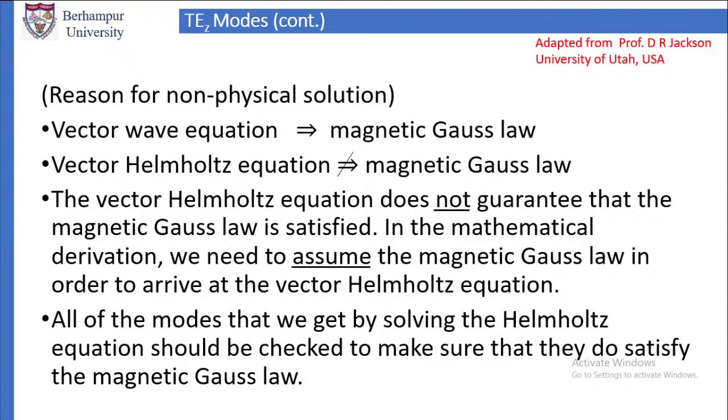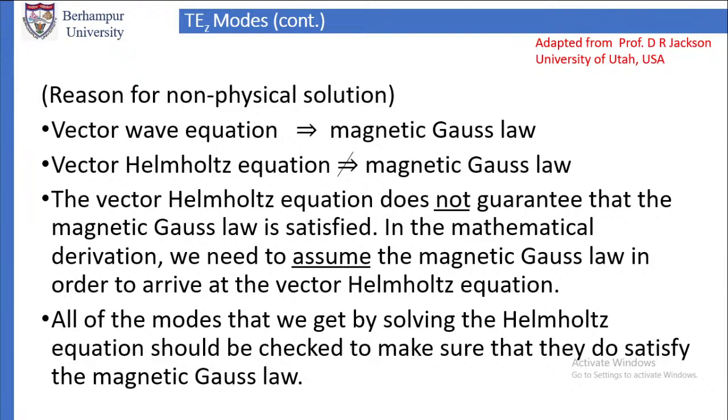Using that solution for m is equal to n is equal to 0, we are finding a field value, and that field value does not give us divergence of H is equal to 0, that is, it does not give us the magnetic Gauss law. The vector wave equation gives us the magnetic Gauss law. We get the vector Helmholtz equation from the vector wave equation. But the solution of the vector Helmholtz equation for m is equal to n is equal to 0 does not give us the magnetic Gauss law, which means that solution is not feasible. That is not physically possible.